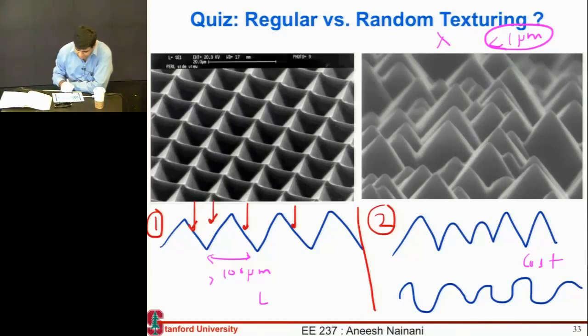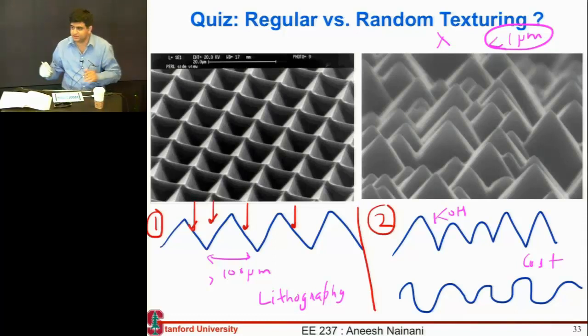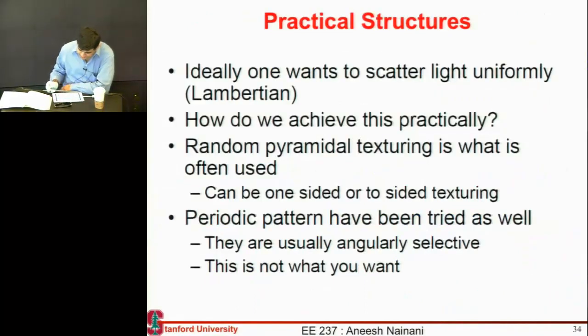Over here, you will require some form of lithography to give you a guiding pattern which you can etch into. On this side, if you want to produce these random pyramids, you could very easily use a KOH etch. Sometimes people don't even make pyramids; they do an acidic etch, which produces a random texture, and that comes out to be nearly as good as a pyramidal structure. So ideally we want to scatter light very uniformly across different angles, and the way to achieve that practically is by this random pyramidal structuring.